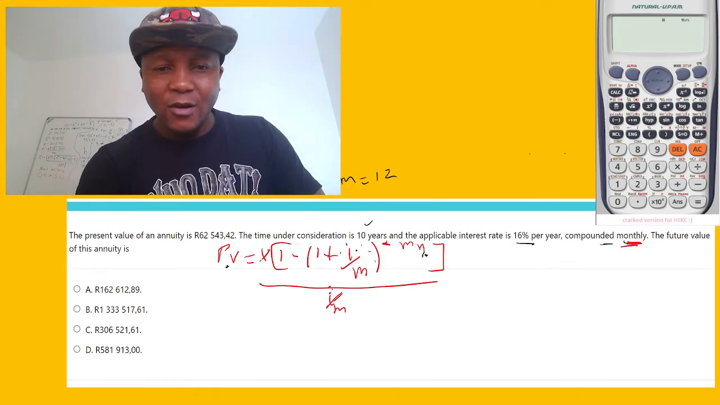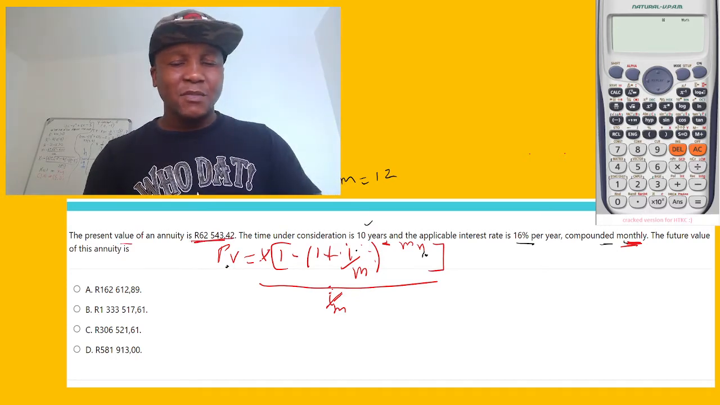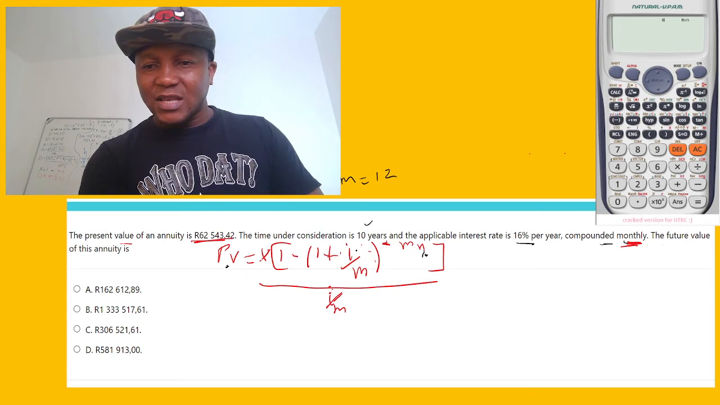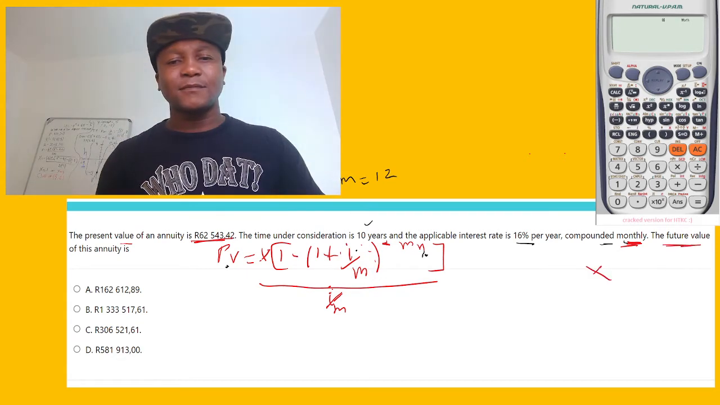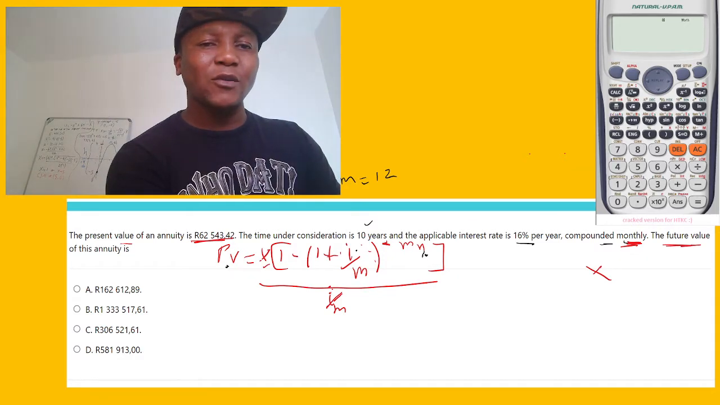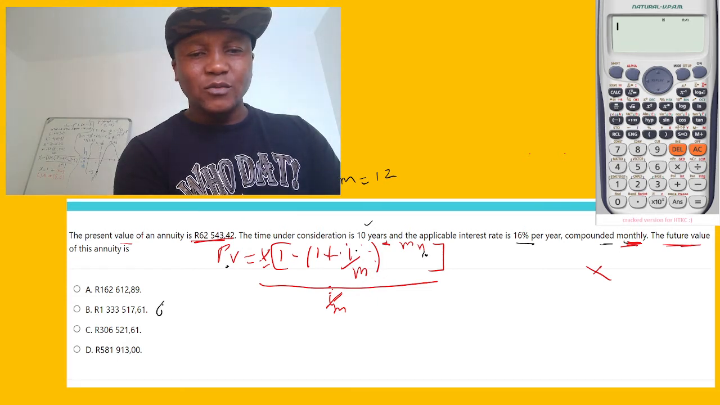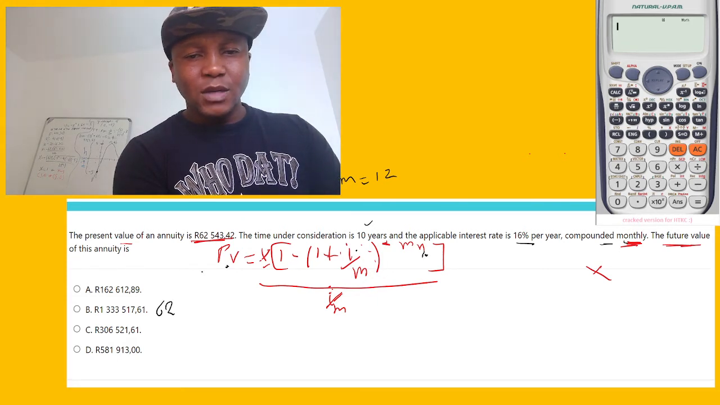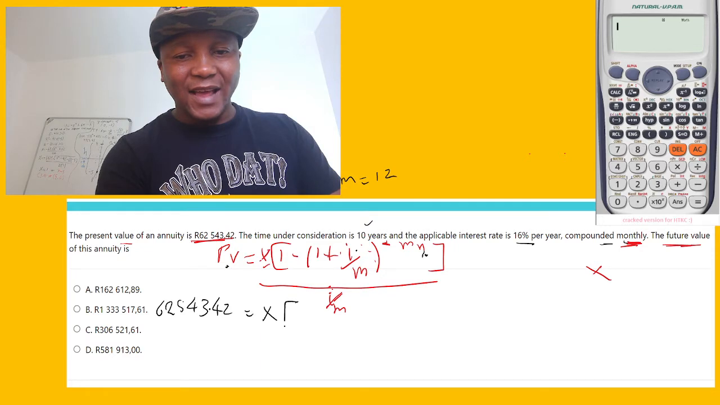Now look, they say here the present value of annuity. So you've got the present value, and they ask for the future value. You cannot get the future value if you don't have that X. So let's find the X first, which you don't have, and then we're going to apply it and get the future value. So the present value we've got is 62,543.42, equal to X, which we don't have, so we need to find that X.